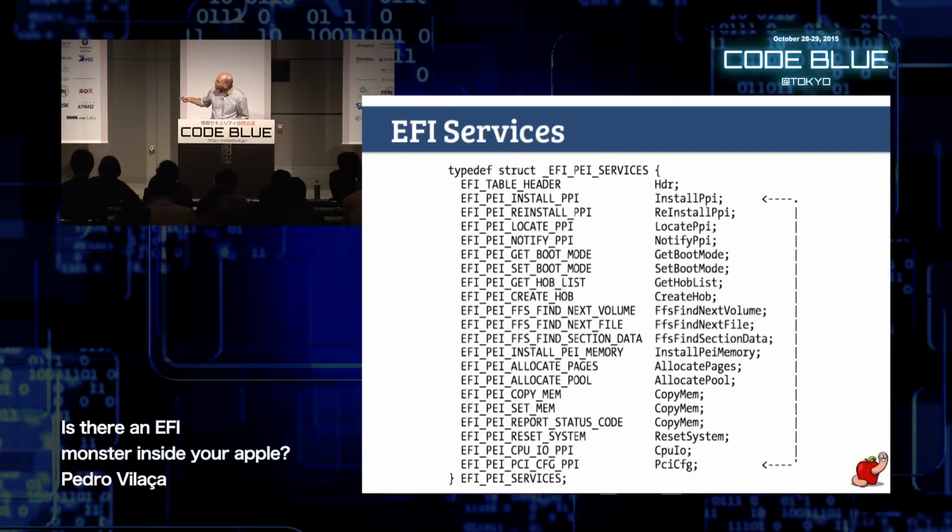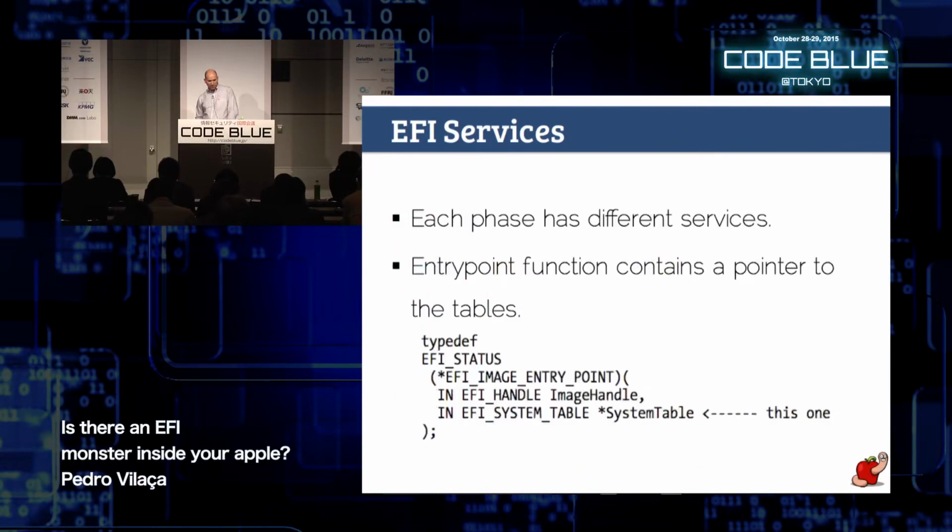An example of a function in the PEI phase: you can see there's a function to install a PPI. I will show you what a PPI is and other stuff. There are, for example, functions to allocate memory. So these are the basic set of functions that you have when you are in EFI. Some more examples, let me go forward.